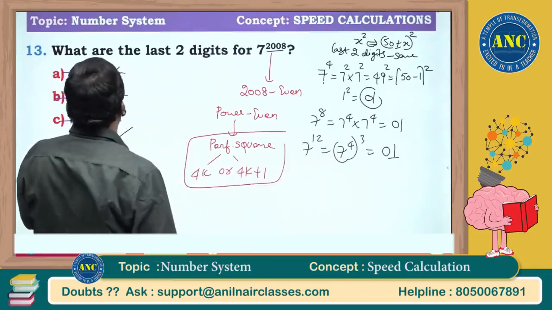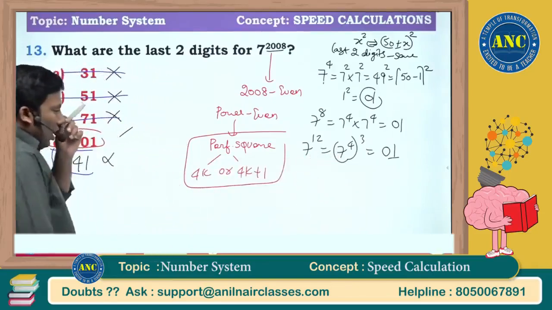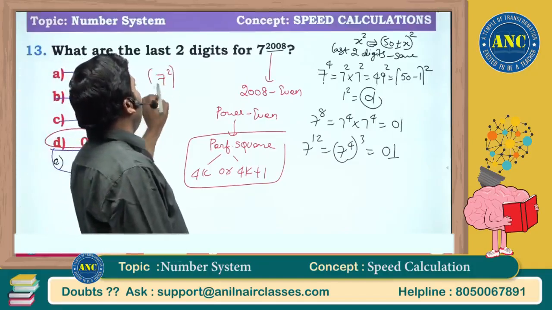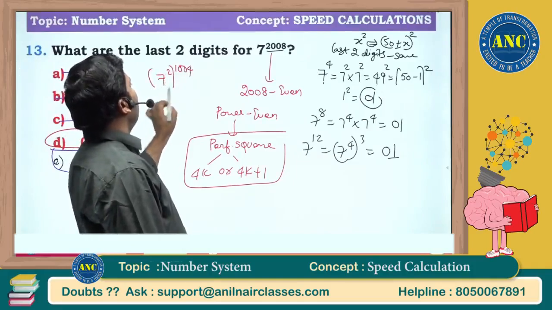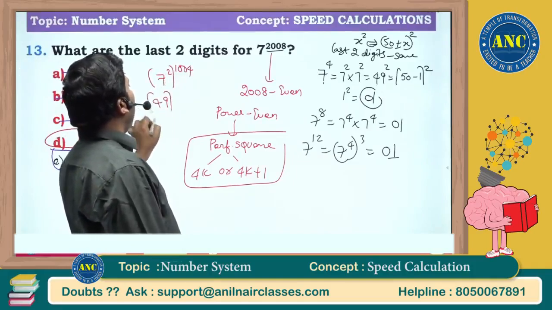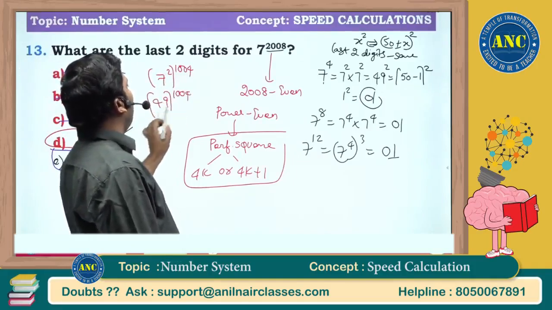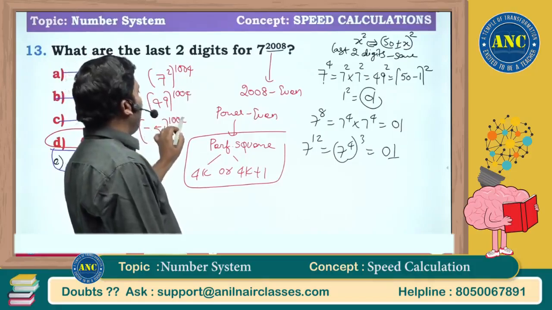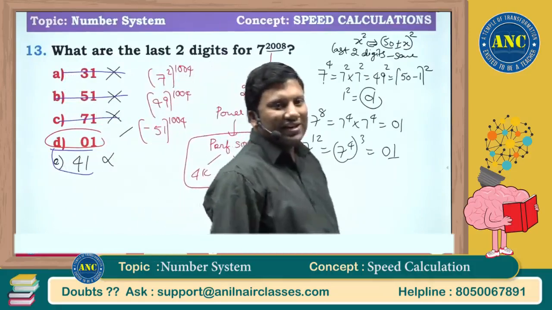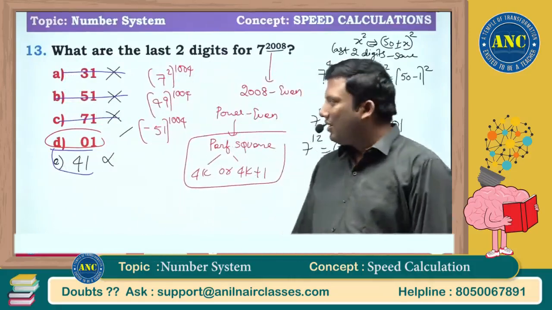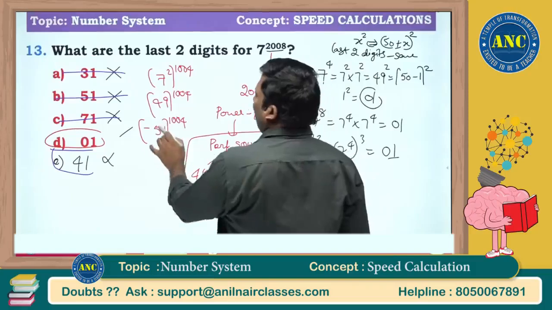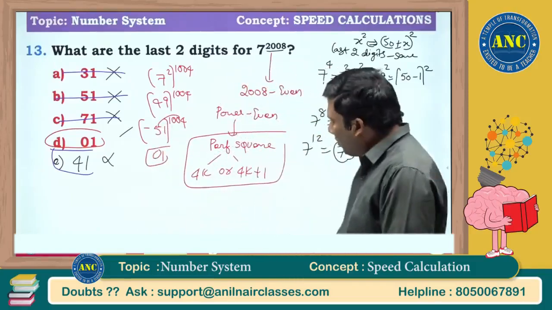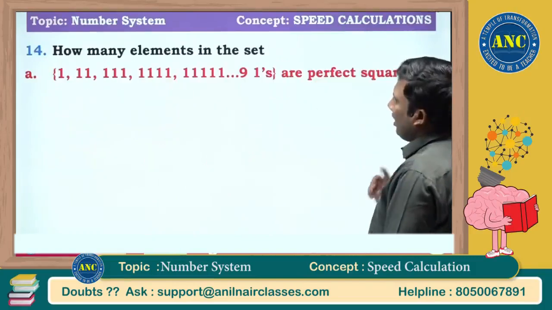If you know how to find the last two digits, all the enrolled students know how to find the last two digits of this number. It is 7 square power 1004. 7 square is 49. 49 power 1004. 49 is 100 minus 51, power 1004. The answer is 01. So 1 power anything is 1. 5 4s are 20. It is 01. Idea clear?